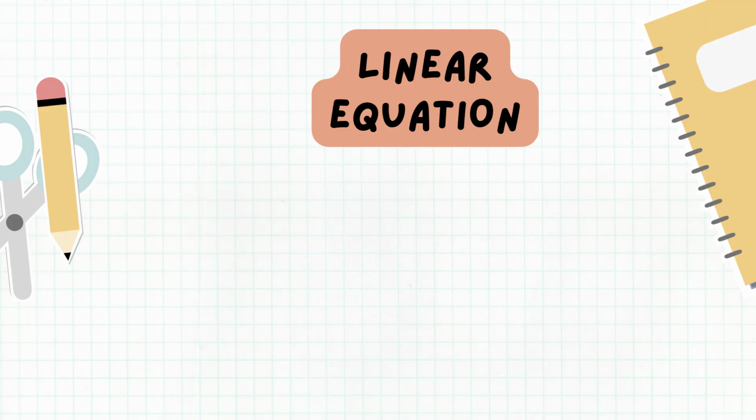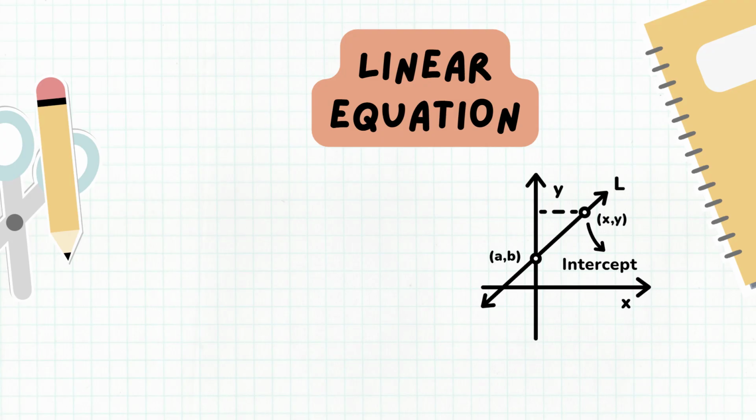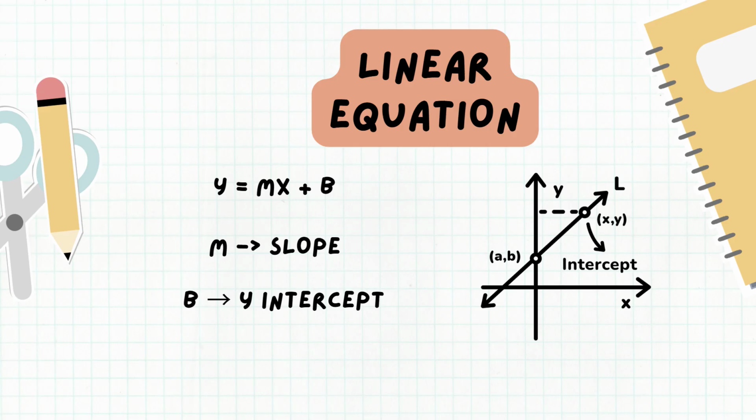A special kind of function we use all the time is a linear equation. These are straight line relationships, very predictable and easy to work with. For example, y equals mx plus b, where m is a slope or how steep the line is, and b is where the line starts or intercepts on the y-axis.